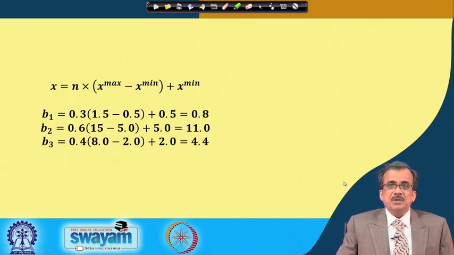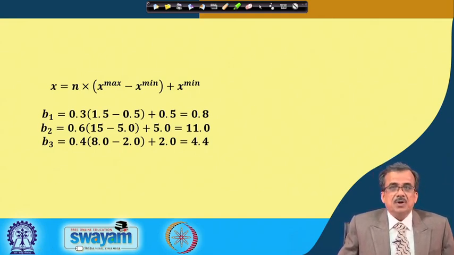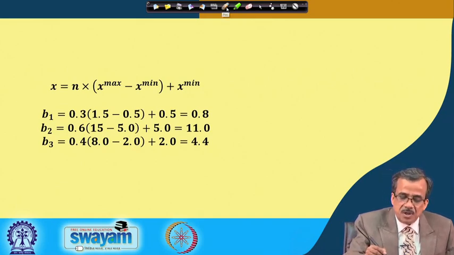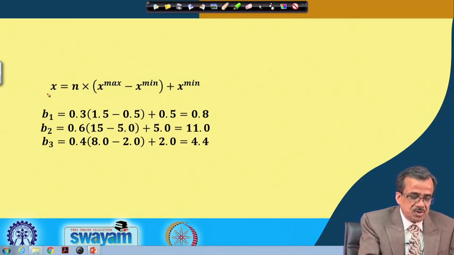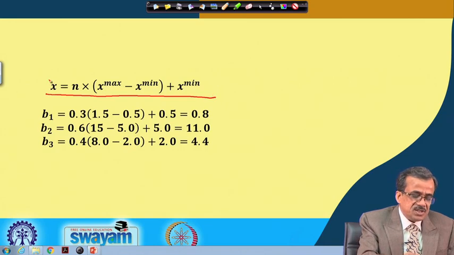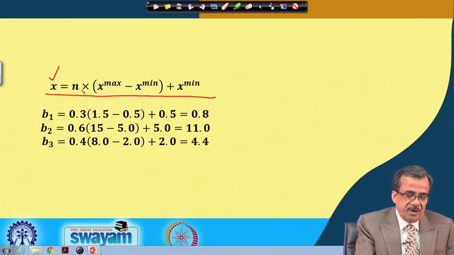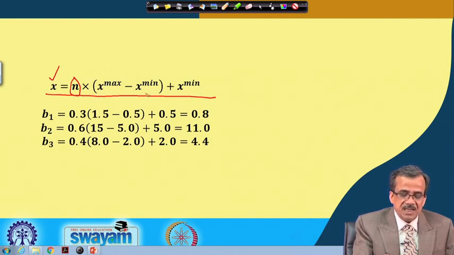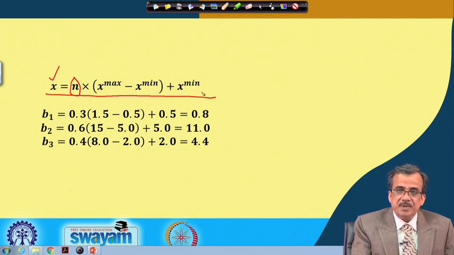Now, as I told, corresponding to this normalized value of the connecting weight, you will have to find out the real values. How to find out the real values? To find out the real values, we use this equation, that is x real value is equal to n, where n is the normalized value, multiplied by x max minus x min, plus x min.